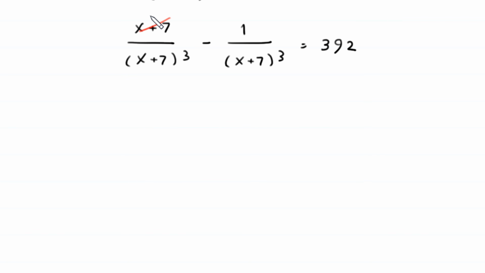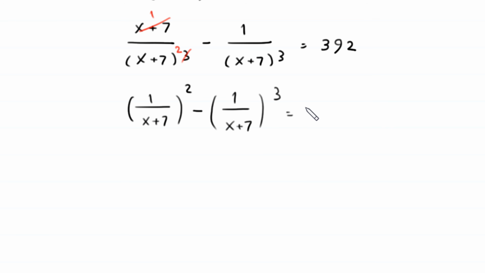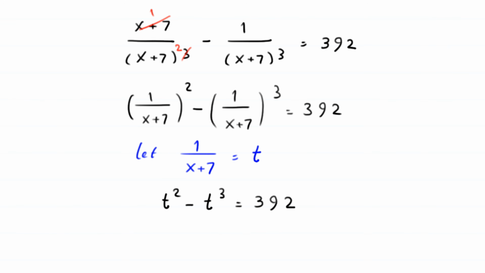Now this x + 7 will be cancelled out and this cube will become square. So this will become 1/(x + 7)^2 minus 1/(x + 7)^3 = 392. Now suppose that 1/(x + 7) = t. So the equation will become t^2 - t^3 = 392.